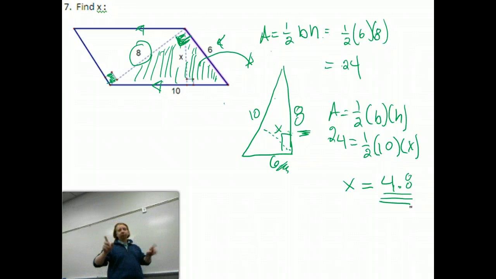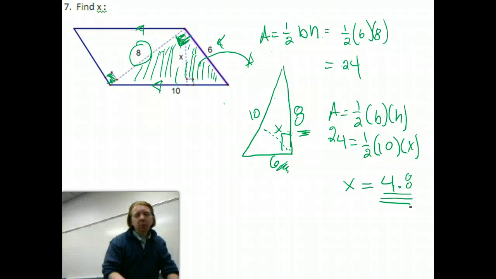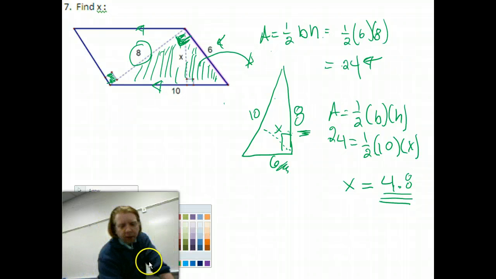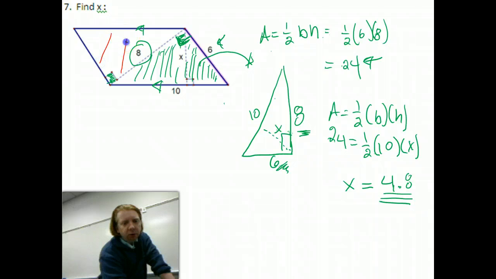You could also do it this way. Once I know that the area of my green triangle was 24. So once I have this, let's look at the whole parallelogram for a second. That's this whole area. What's that area of the whole parallelogram? 48, because it's two of those triangles, right?